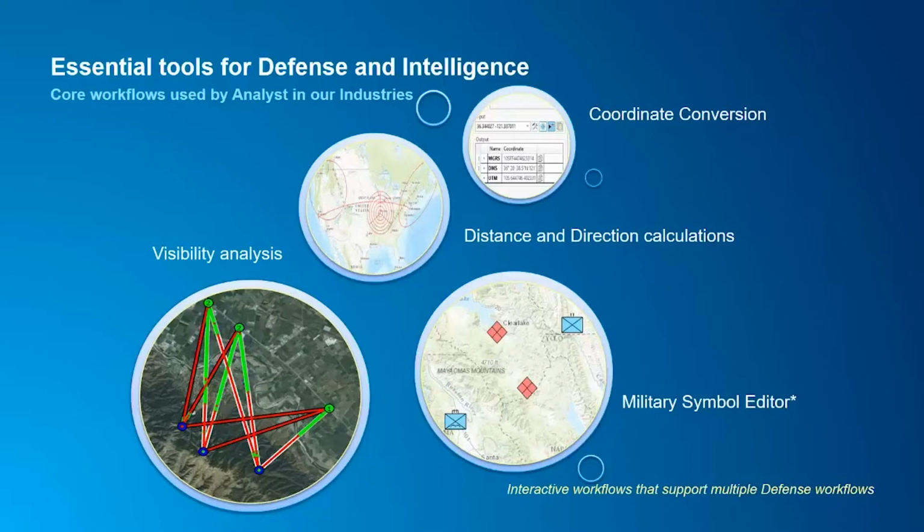The first component is converting coordinates. I would use coordinate conversion. If I'm drawing graphics and I'm trying to measure between 2 locations, I would use distance and direction. If I want to create a radial line of sight or a linear line of sight, I would use the visibility analysis tools. And if I want to work with military symbology and make custom military symbology using the 2525B change to or D standard, I would use the military symbol editor. All of these components allow us to have interactive workflows that support the multiple defense workflows that we've identified as those most crucial.